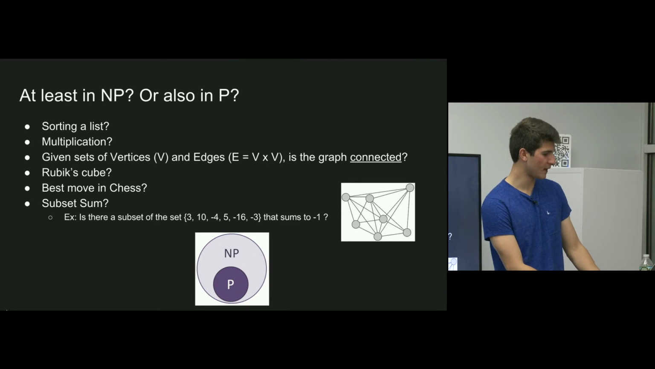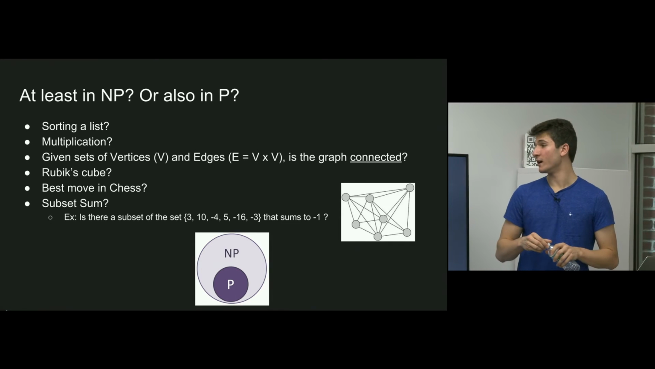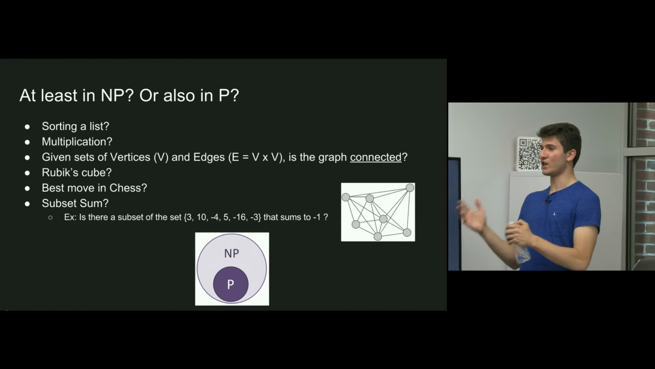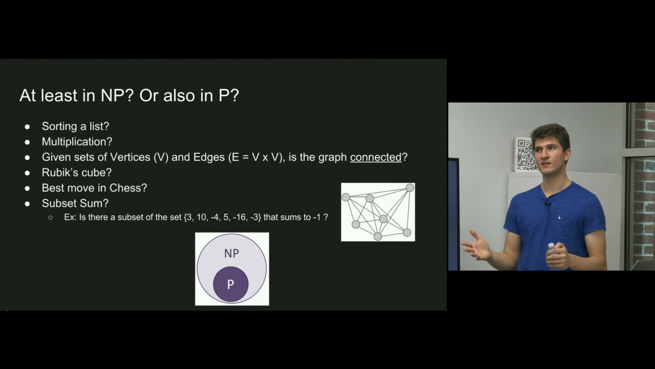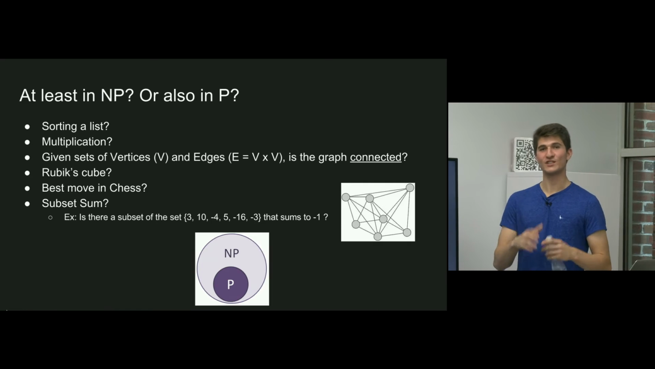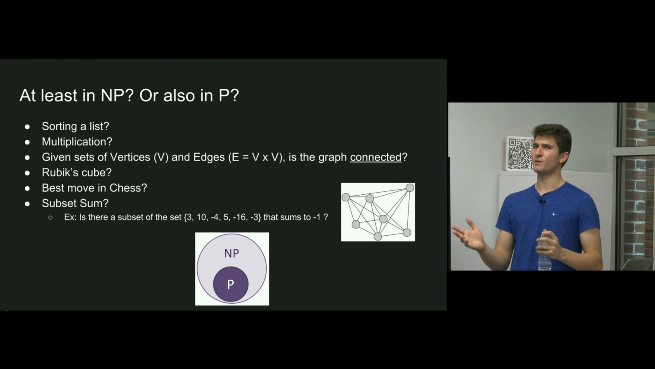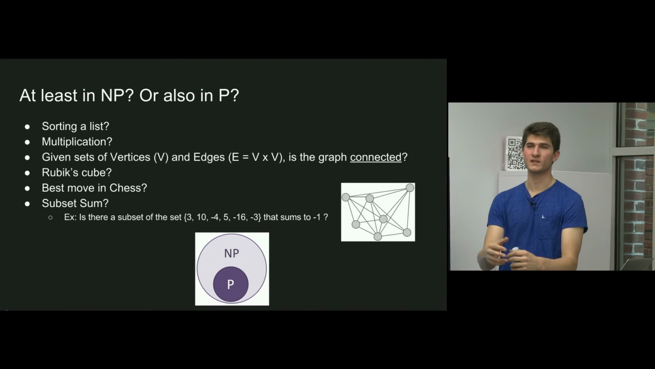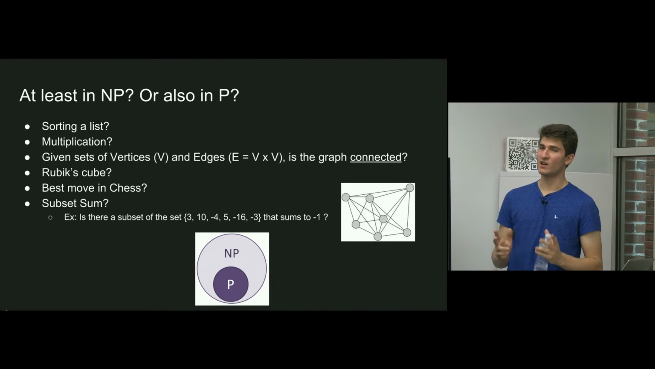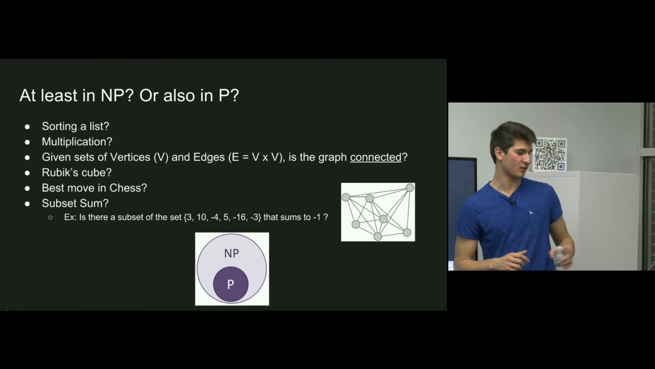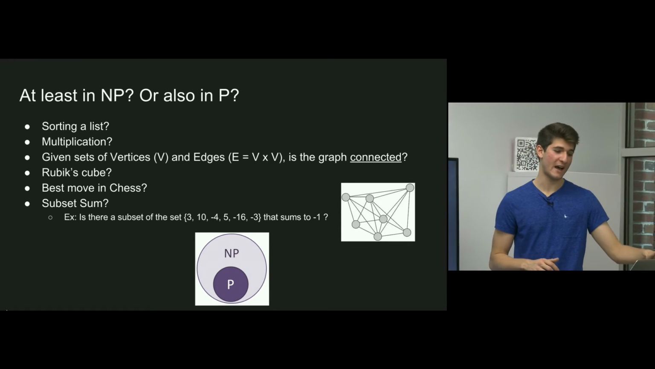And another example would be a Rubik's Cube. First of all, is that in NP? Is there a way to check if the Rubik's Cube is solved? Well, yeah, it's pretty easy. You just check if all the faces are solved. But is it in P? Is there a polynomial time algorithm to actually solve the Rubik's Cube? That is actually a little harder to think about, but it turns out it is. Computers can do that fairly fast.